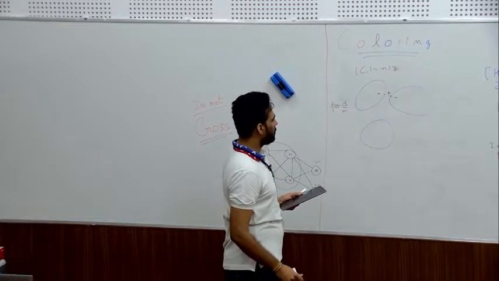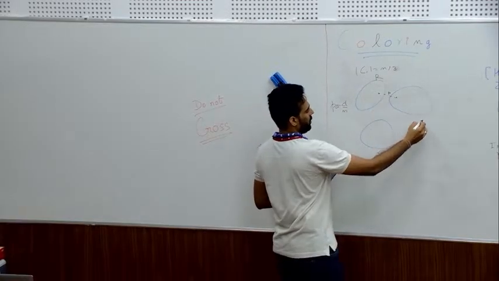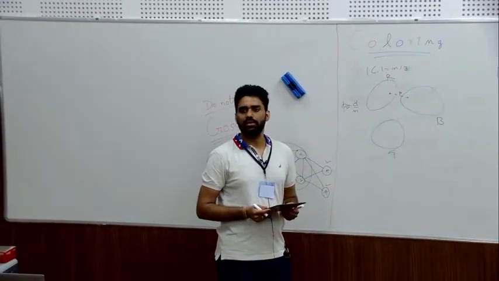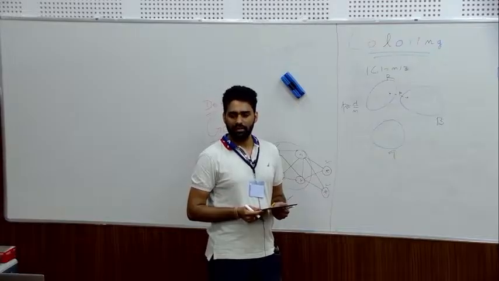So the idea is, let us call this red, let us call this green, let us call this blue class. Okay. How do we assume that a random graph is 3-colorable? Sorry? How do we ensure that a random graph?